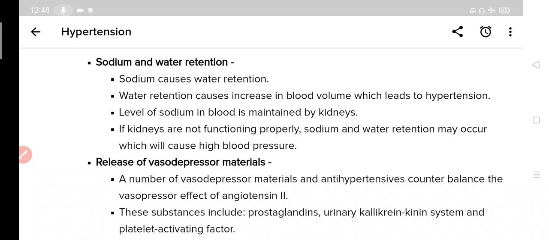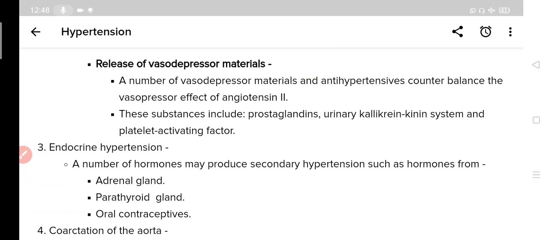So from this we can say that the level of sodium in blood is very important. It should be maintained in normal range, and this level of sodium in blood is maintained by kidneys. If kidneys are not functioning properly, then sodium retention will occur, which will cause water retention, and which will cause increased blood pressure. So this is the second mechanism. Now coming to the third mechanism, that is release of vasodepressor materials. A number of vasodepressor materials and antihypertensives counterbalance the vasopressor effect of angiotensin 2.